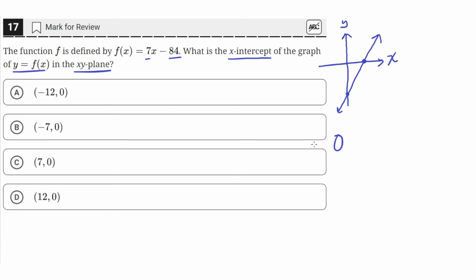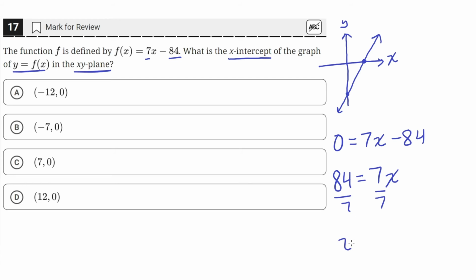So when y is 0, this f of x, since y equals f of x, becomes 0. And that equals 7x minus 84. And we'll solve for the value of x to see the value of x that this function has when y is 0. That'll give us the x-intercept. So we'll move this 84 to the other side by adding 84 to both sides. So we'll have 84 equals 7x. And then we'll divide both sides by 7. And when we divide both sides by 7, this will just become a 1x.